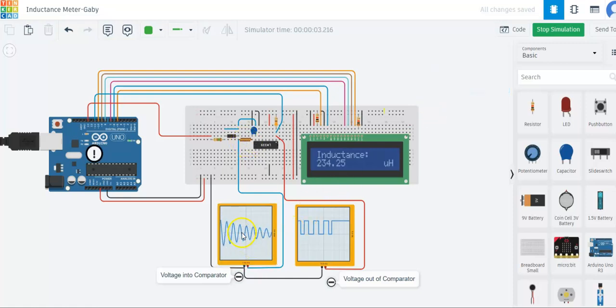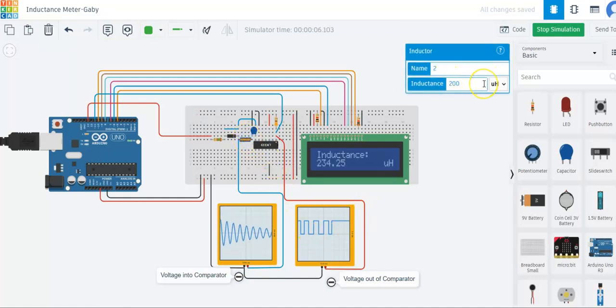As you can see, these are the sine waves and the square waves. And then clicking on this, we see we have 200 microhenries. We get 234.25 microhenries displayed. That's a small error, but we're okay with it. And then giving it different values, you'll be able to see the sine wave change and the inductance change.